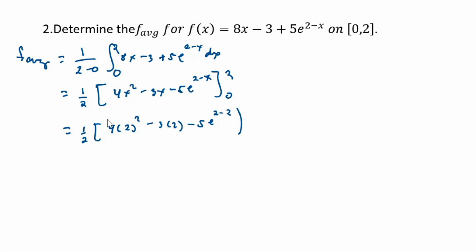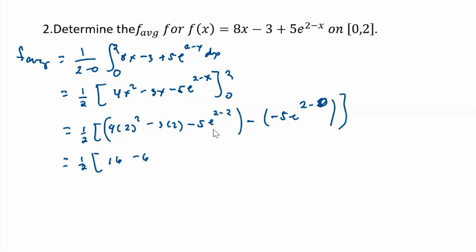And then this is our f of b minus your f of a. We have 4 times 0 squared is 0, minus 3 times 0 is 0, so I will not write anymore. Minus 5e raised to 2 minus 0. And then let us simplify. You may use your calculator. So we have 2 squared is 4, 4 times 4 we have 16, minus 6, minus 5e raised to 2 minus 2.